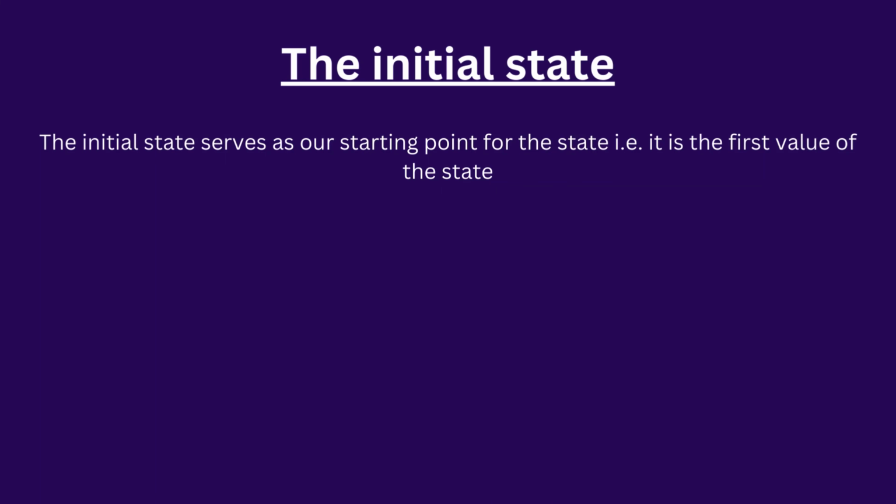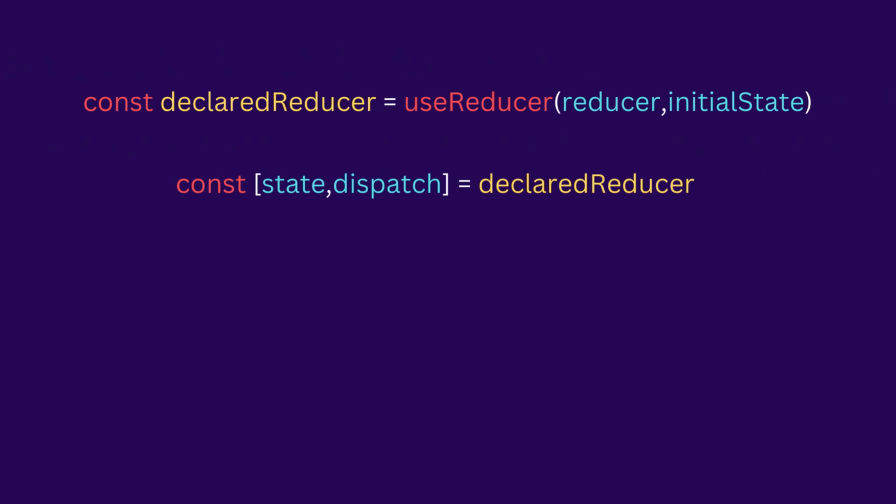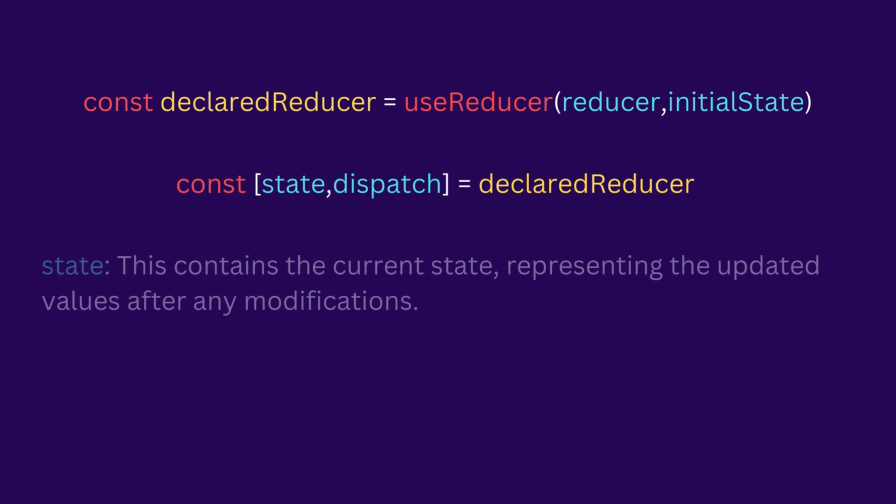Just like our useState hook requires an initial state, the useReducer hook also requires an initial state. Upon calling the useReducer hook, it returns two values, the current state and the dispatch function. To have access to these values, we can use array destructuring. If you are unfamiliar with array destructuring, feel free to let me know in the comments so I can upload a video explaining it. Now let's explore what these two values do.